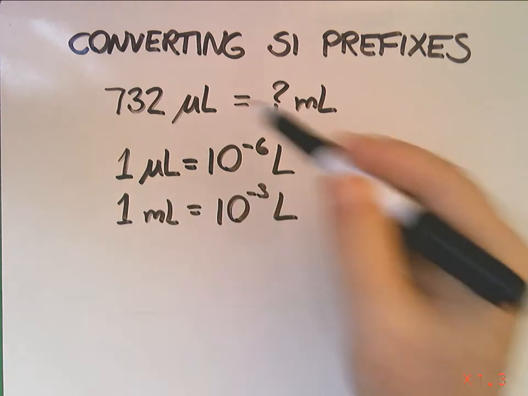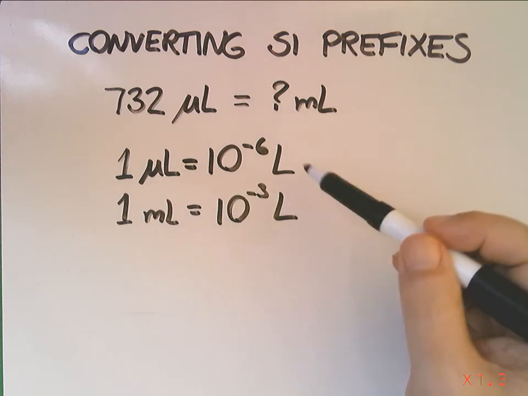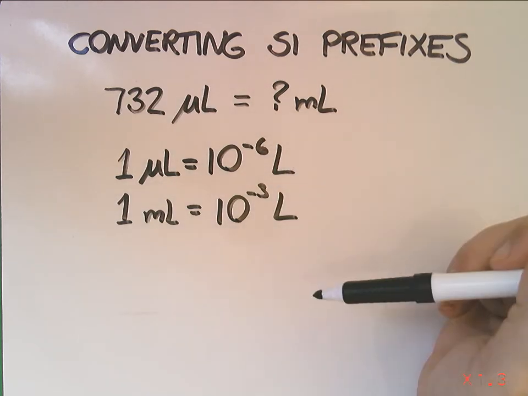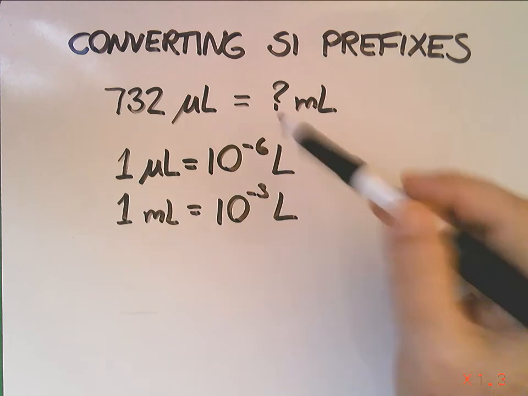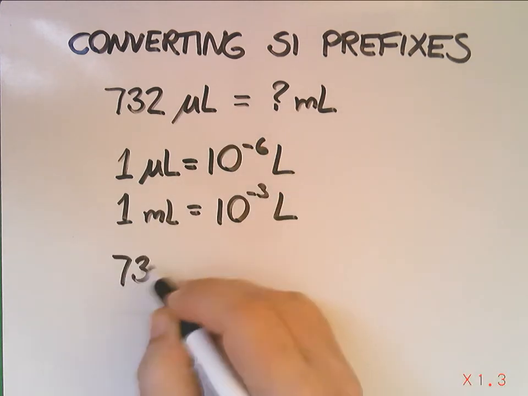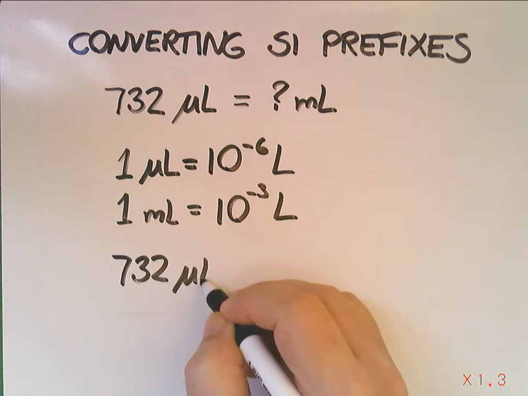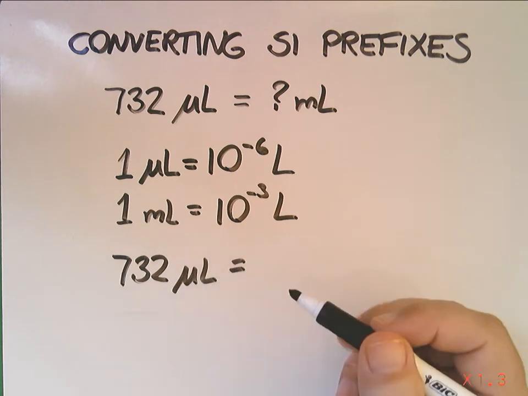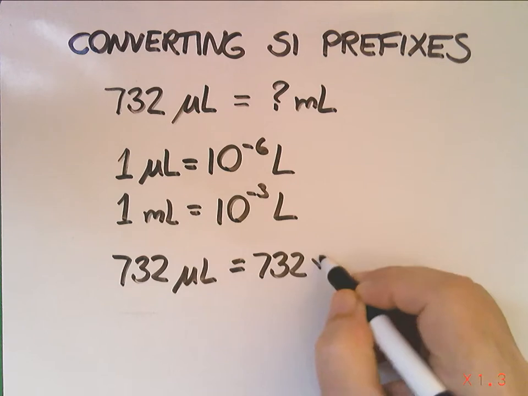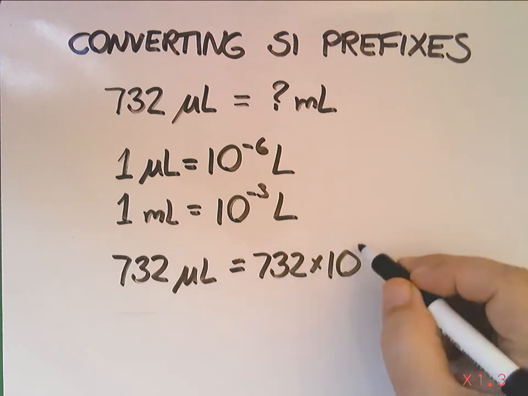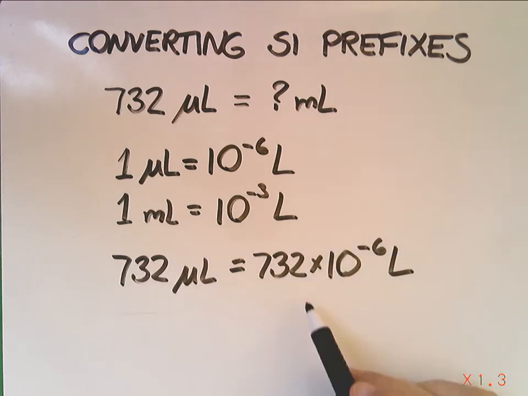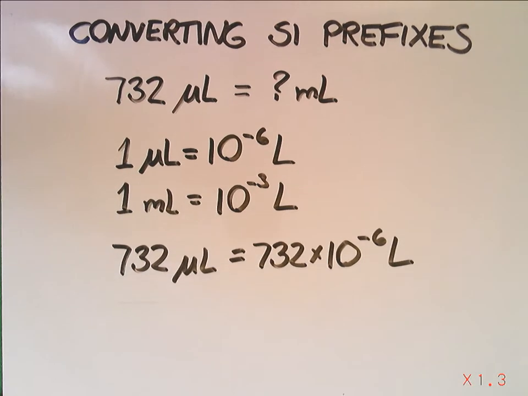So what these two units have in common is liters. You can take the first prefix off and then put the second one on. So let's try that. If you have 732 microliters, that's the same thing as 732 times 10 to the minus 6 liters. Now, let's put this in proper scientific notation.